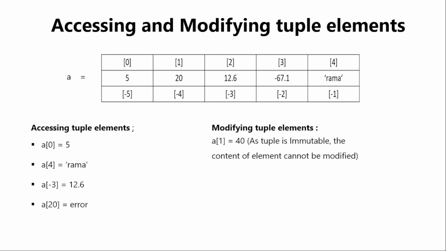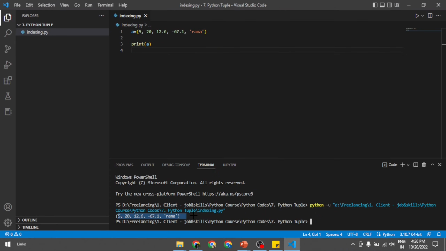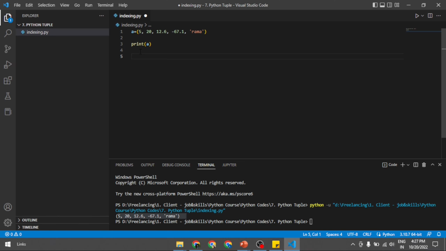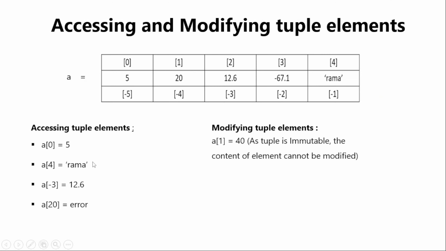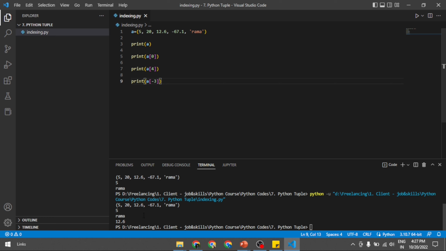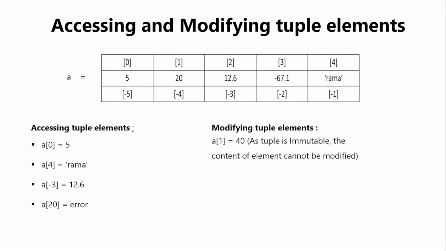Now let us focus on accessing the tuple elements. Just take the following test cases which I have listed here and try to access them: a[0], a[4], a[-3] and a[20]. Let us access each individually. a[0], if I run this, my first element is 5. a[4] is Rama, and it's a string. a[-3] is 12.6, and I have listed the same.